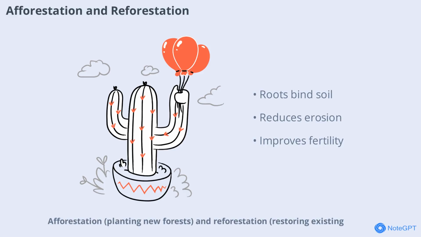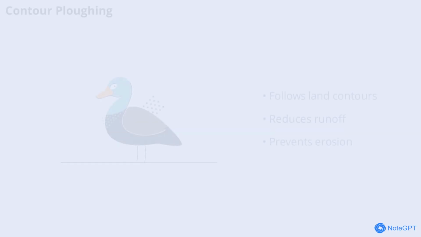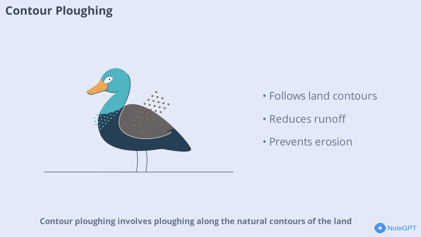Afforestation, planting new forests, and reforestation, restoring existing forests, are vital for protecting hilly and degraded lands. Contour ploughing involves ploughing along the natural contours of the land rather than up and down slopes.